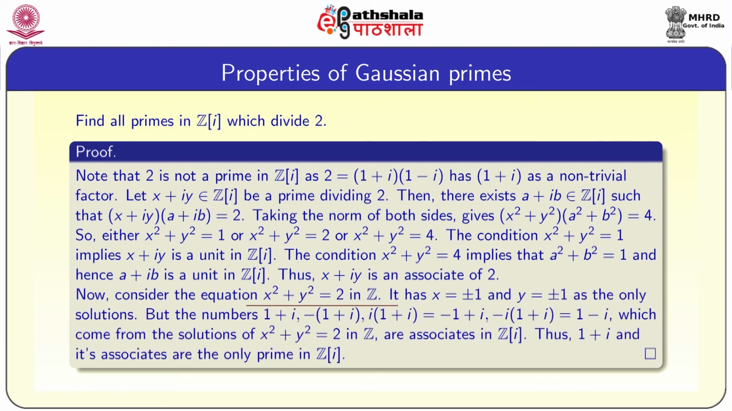Now, consider x² + y² = 2 in Z, then x = ±1 and y = ±1 are the only solutions. But the numbers 1 + i, 1 − i, −1 + i, which come from the solutions of x² + y² = 2, are associates in Z[i]. Thus, 1 + i and its associates are the only primes in Z[i] which divide 2. So, we are able to find all the primes which divide 2.